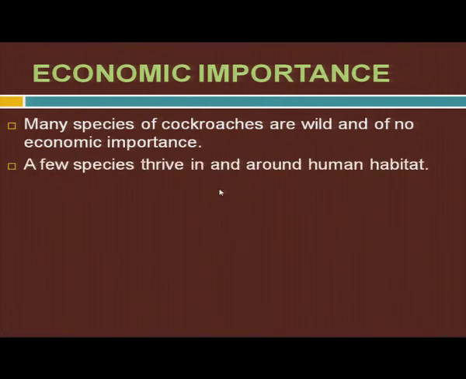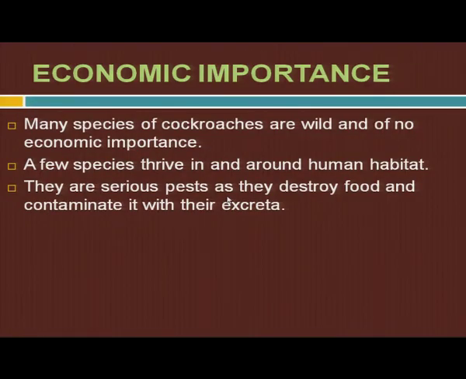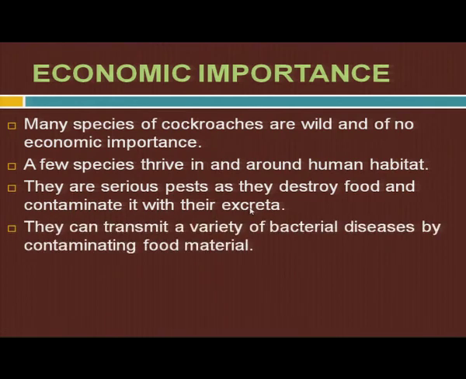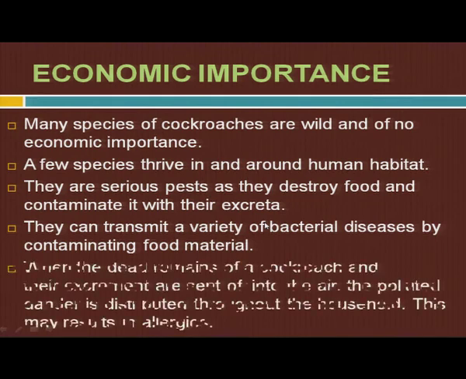A few species thrive in and around the human habitat. We know that it can be found everywhere, in the kitchens, in the garbage, in the sewage, and in the canteens. Wherever there is food or rotten food, they will be present. They are serious pests because they destroy the food and contaminate it with their excreta. When they do so, they can transmit a variety of bacterial diseases by contaminating the food material. They may cause food poisoning.